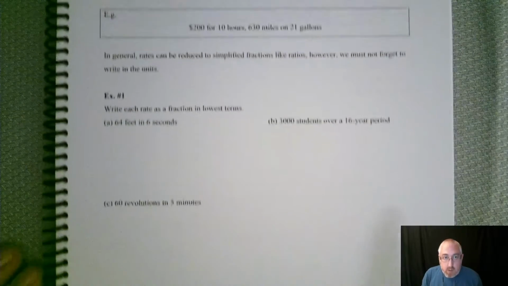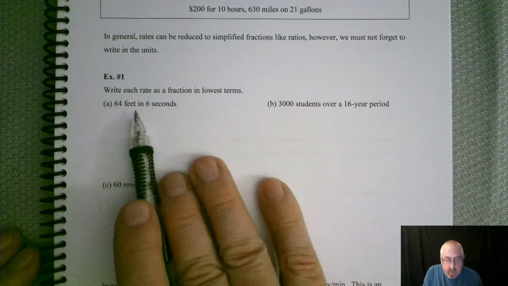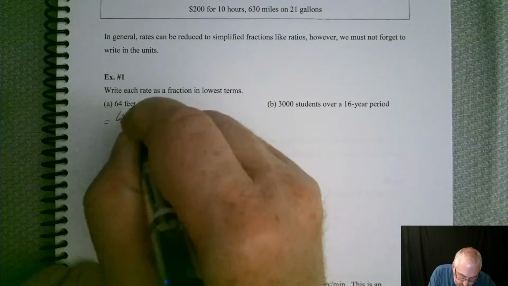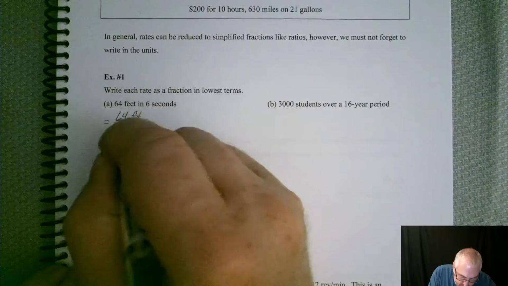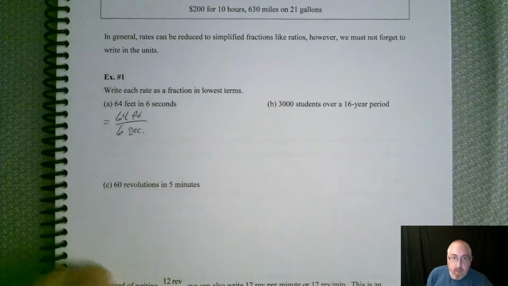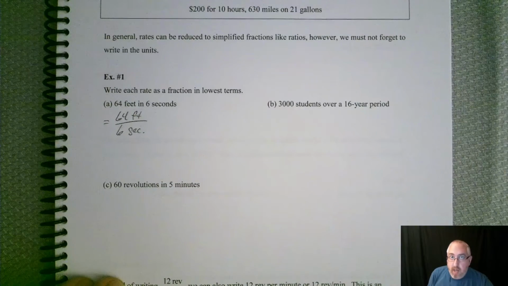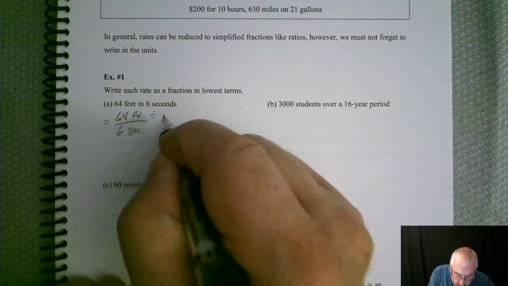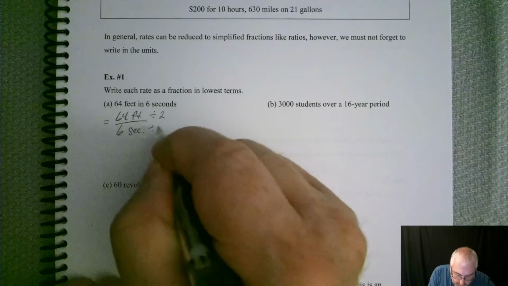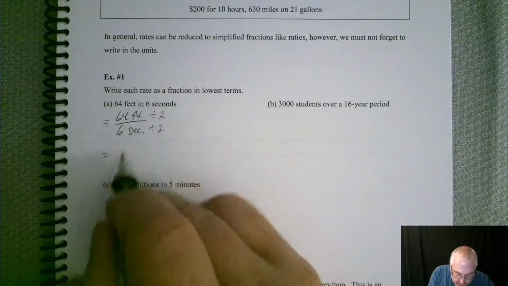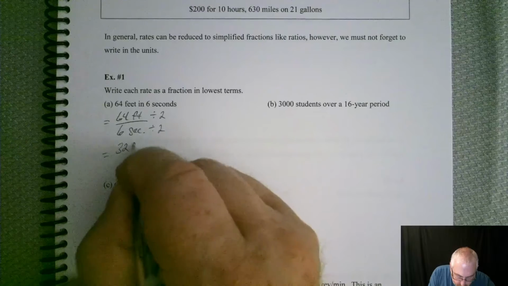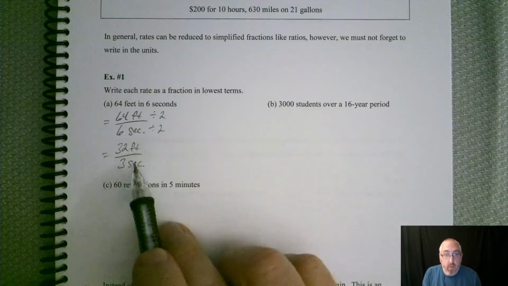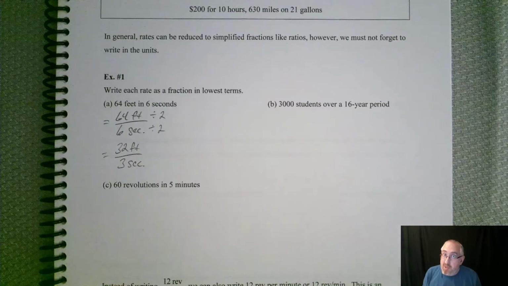All right. If we're comparing 64 feet in 6 seconds, first number's on top, and we can abbreviate feet, and 6 seconds on the bottom. Again, the units aren't going to cancel, so we have to leave them. The only thing we can do is reduce our numbers down, and I think 2 is the only number that goes into both of those. So 32 feet over 3 seconds, and that's in lowest terms.